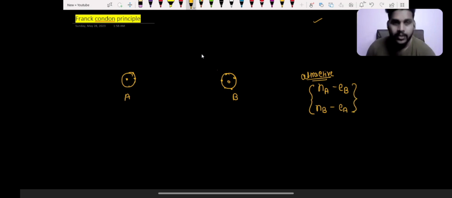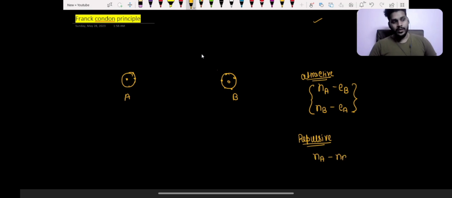Now similarly, there are some repulsive forces working there as well. What are the repulsive forces, guys? The repulsive forces would be between the nucleus of A and the nucleus of B, and the electrons of A and the electrons of B. The electrons are all negatively charged, so they would be repelling each other, and the nuclei would be repelling each other as well.